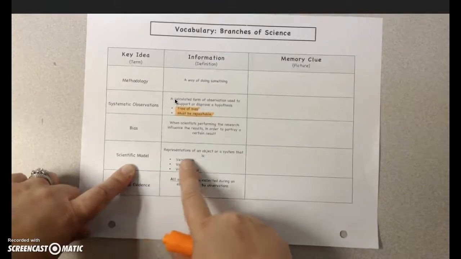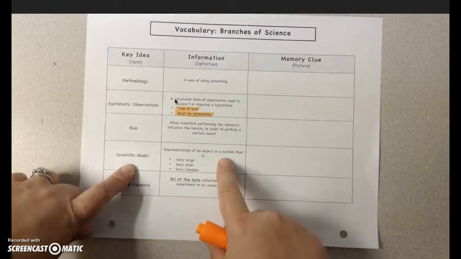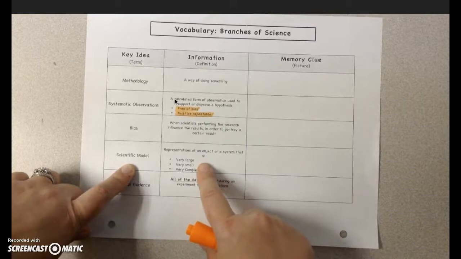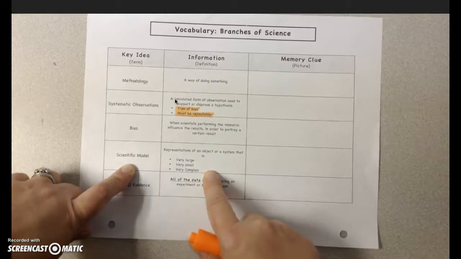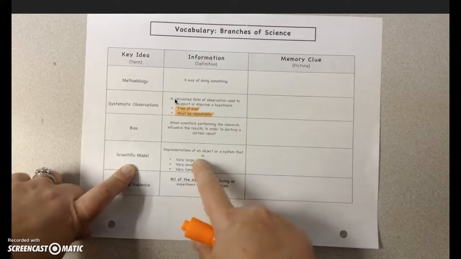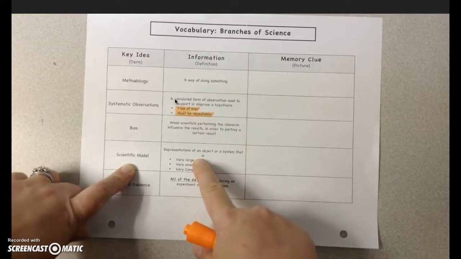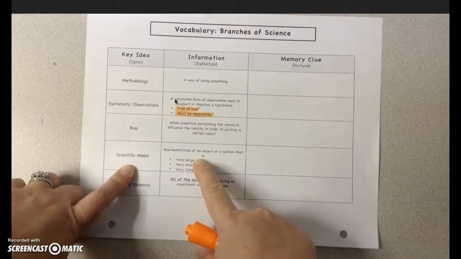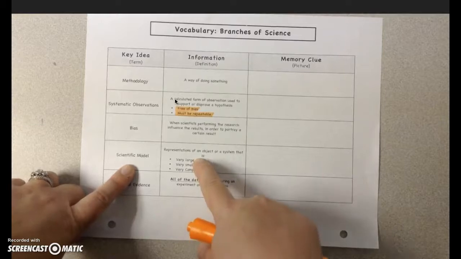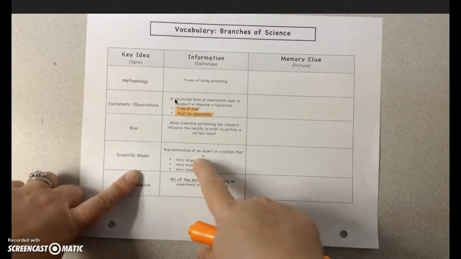Scientific model, it's a representation of an object or a system that's too large, too small, or too complex to study just naturally. So, an example of something that's very large would be like the solar system. We just can't go get the whole solar system and put it in a room and observe it and study it. We have to make models of it so that we can study it that way.